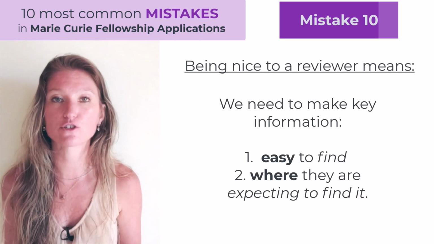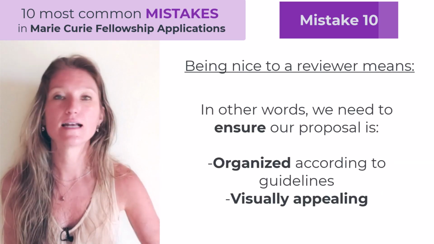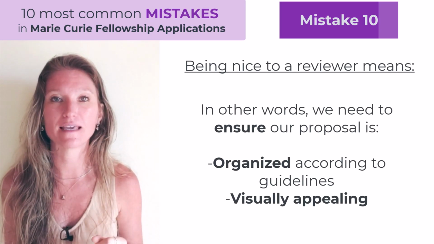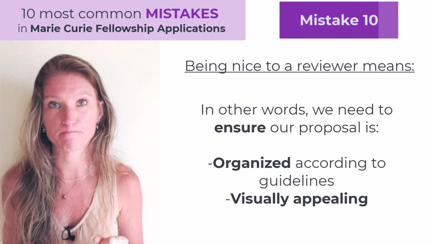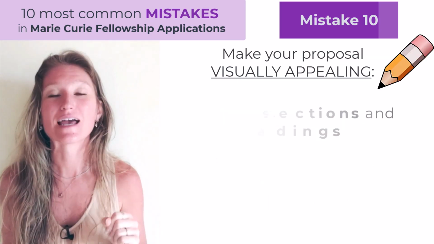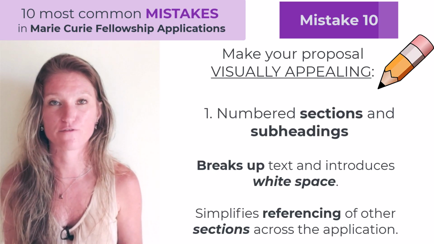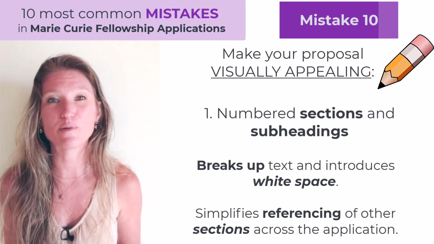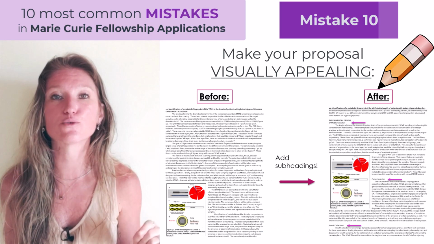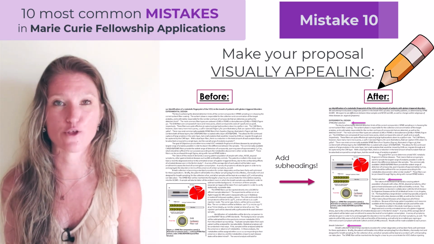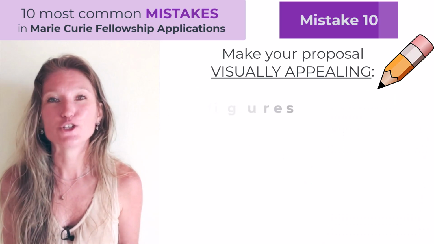So we need to make sure that our proposal is organized according to the guidelines, and then we need to make it visually appealing. How are we going to do that? Use numbered sections and use subheadings to break those sections up even further. This has the added benefit of making it very easy to reference other sections in your document if you need to reference other text.